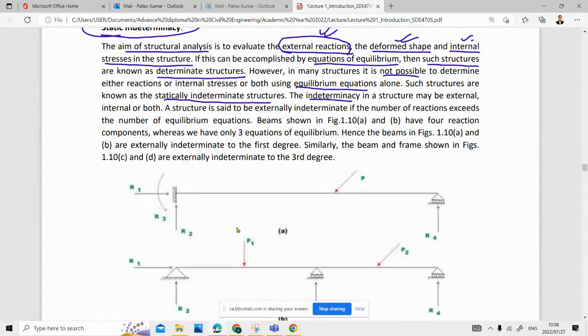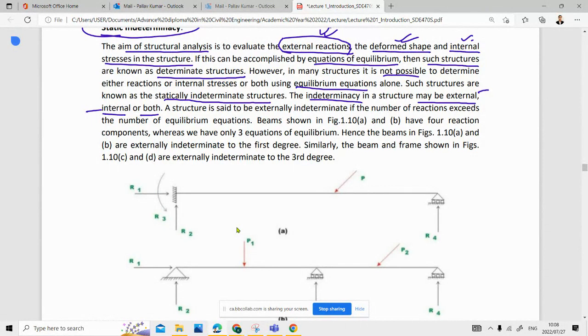The indeterminacy in the structures may be external or internal or both. So indeterminacy can be defined externally, it can be defined internally, or it can be defined both ways, right?